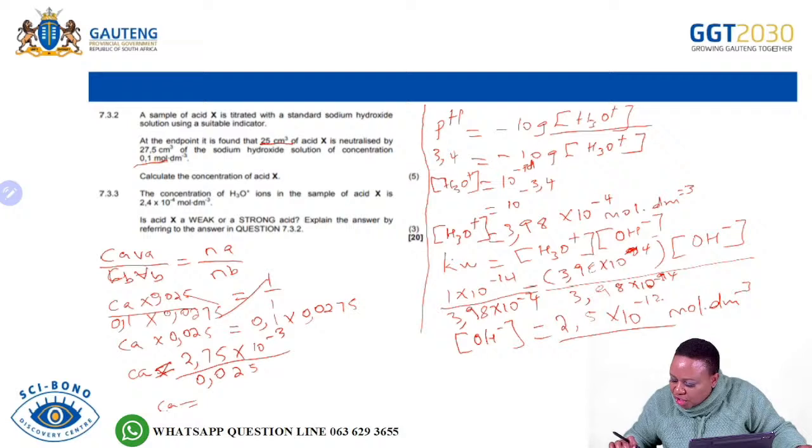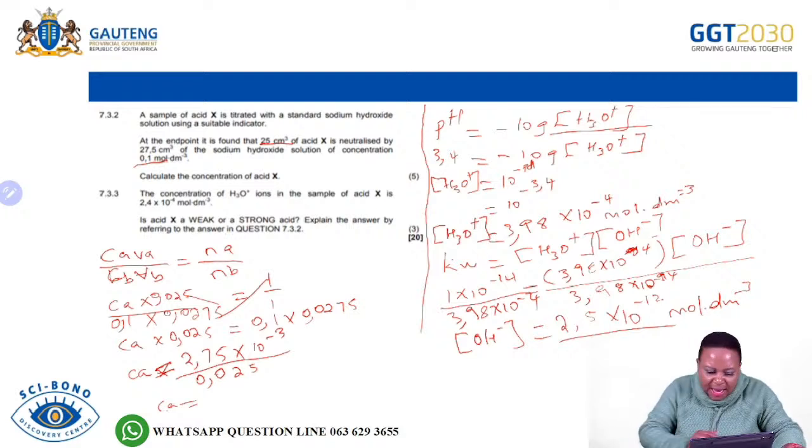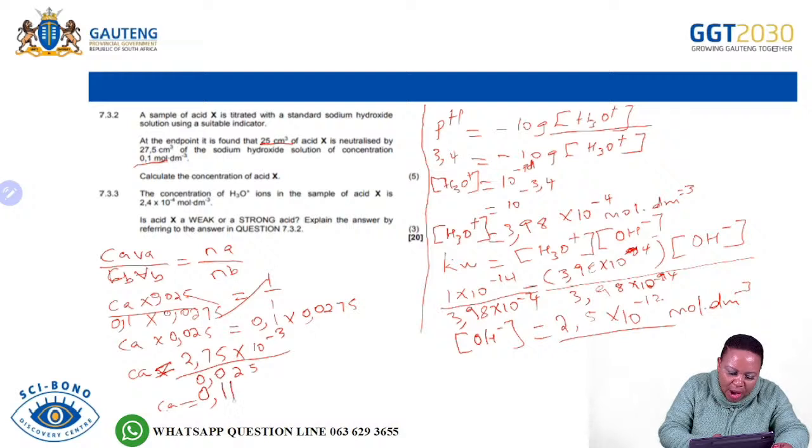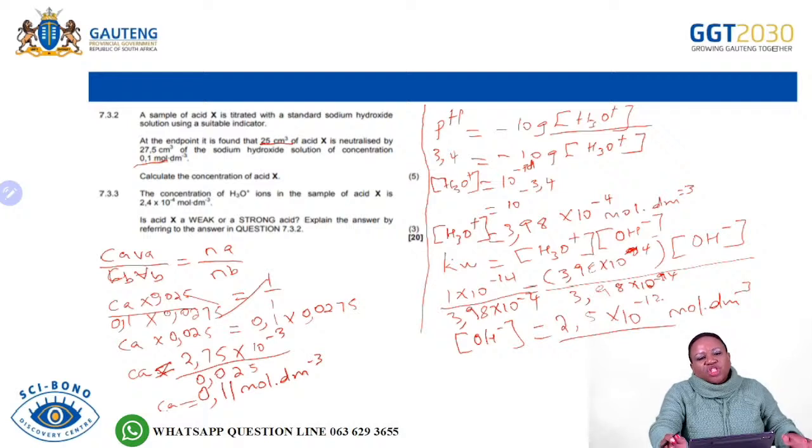Then what is the concentration? Divide by 0,025, which is the volume of the acid. And our answer is 0,11 mole per decimeter cube. So this is the concentration of acid X, after realizing that acid X and our base, which is our sodium hydroxide, reacted in the ratio of 1:1. So the concentration of acid X is 0,11 mole per decimeter cube. Remember, we are calculating the concentration, so we definitely need to write the units.